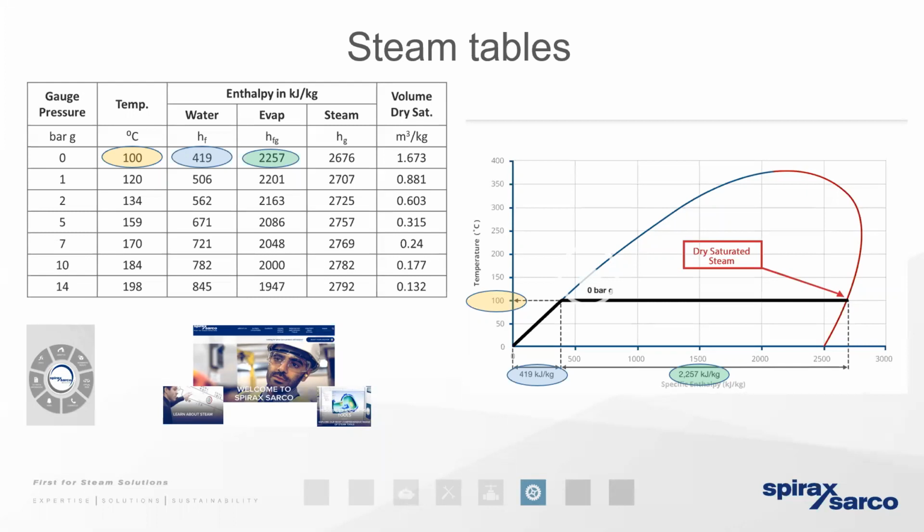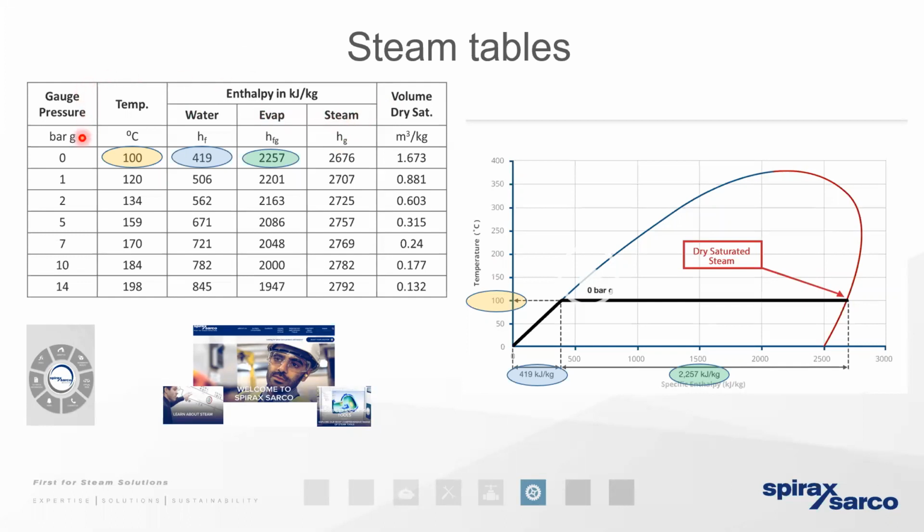And at atmospheric conditions, that volume of steam will exist at 1.673 cubic meters per kilogram. So when you consider that a kilogram of water has got a volume of 0.001, you can appreciate that that change of state has brought around an expansion to a factor of 1,673 times. And that kilogram of gas is going to have an energy content that is 2,676 kilojoules. In other words, it's the sensible heat plus the latent heat. That gives us the total heat.